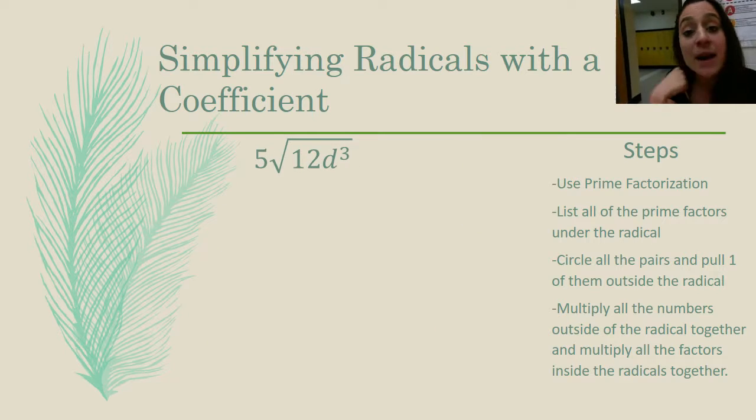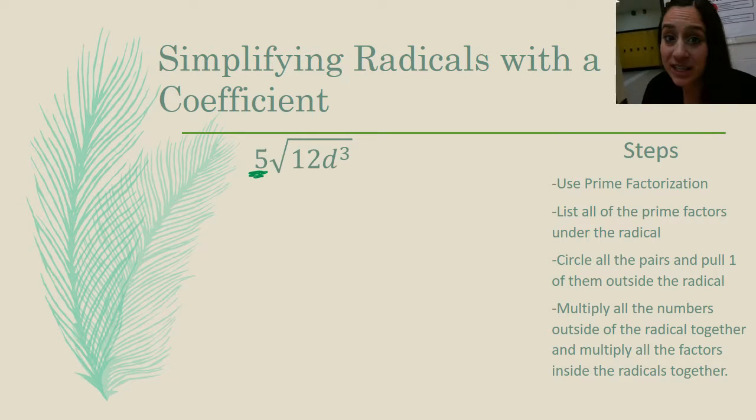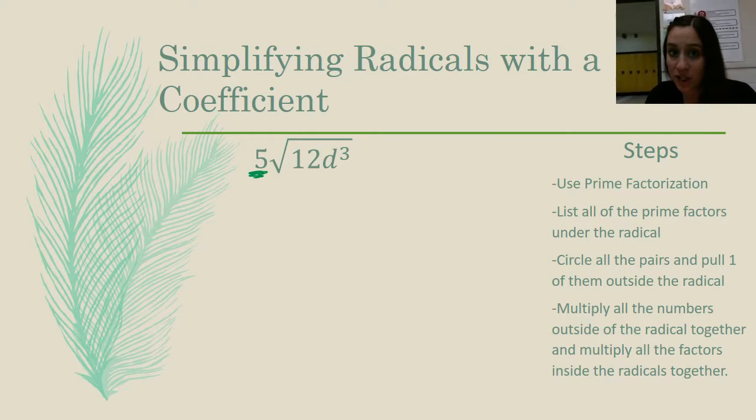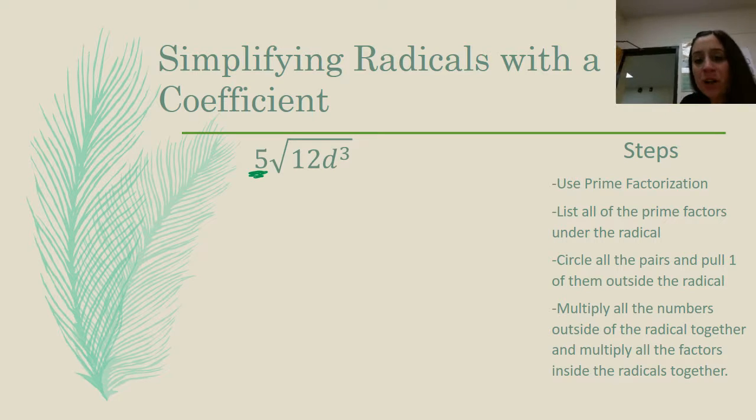Okay, so now it's just one step harder. As you can see, we have a coefficient now. See this number right here? That's outside of our radical. Everything else is going to be exactly the same as we saw before. First thing we're still going to do is our prime factorization. So over here, I'm going to write the 12 that I need to do the prime factors of, which is 2 and 6 and 2 and 3.